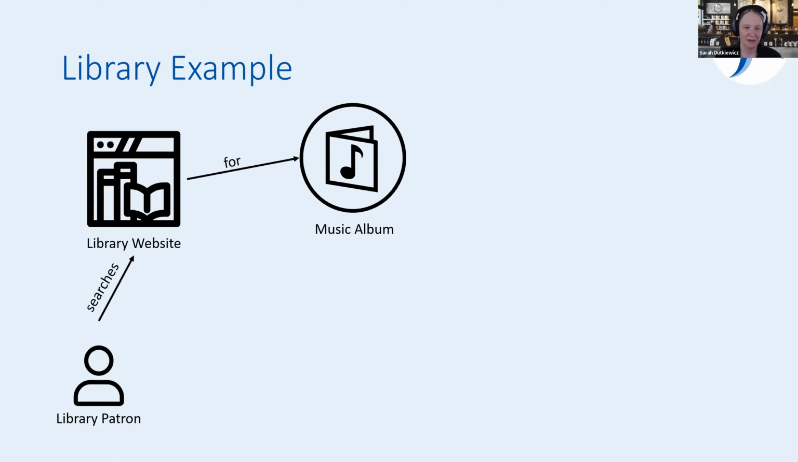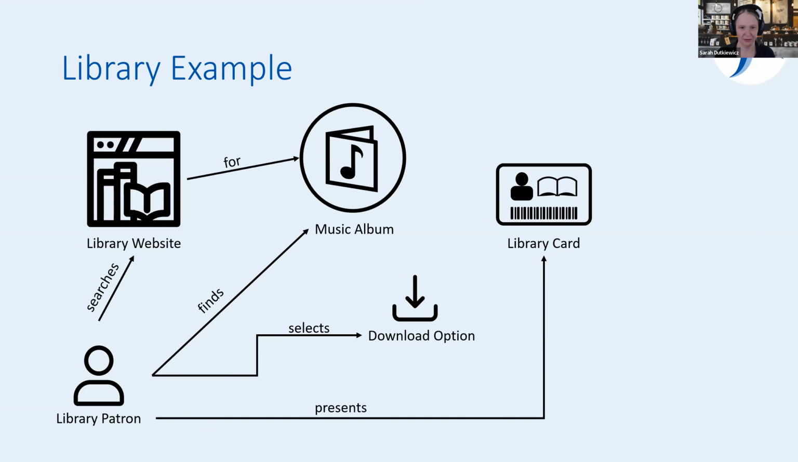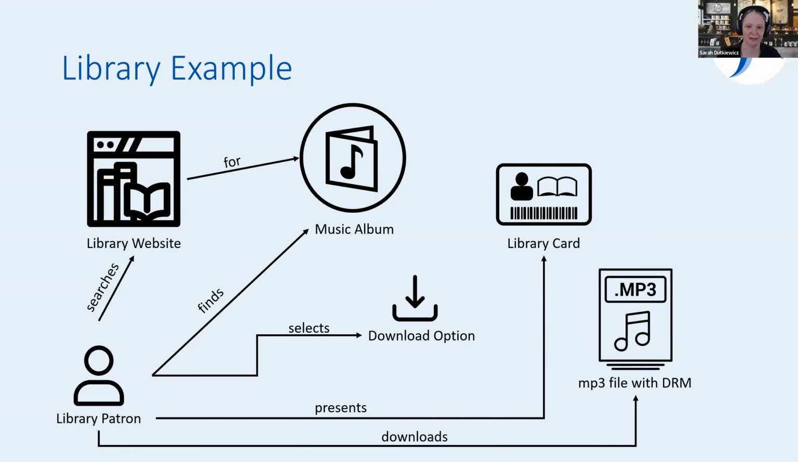So let's say that I'm looking for a music album on the library's website, and then, aha, I find it. Okay, cool. I want to check it out. I want to listen to it on my machine. So I'm going to go ahead and tell it to download. But it's like, hey, wait, are you legit? Yeah, here's my library card. And then it lets me go ahead and download the MP3 file with DRM. This is another example of domain storytelling, walking through that process.